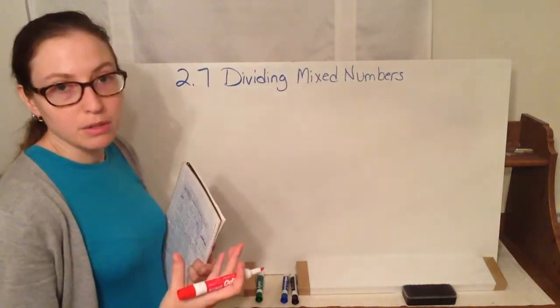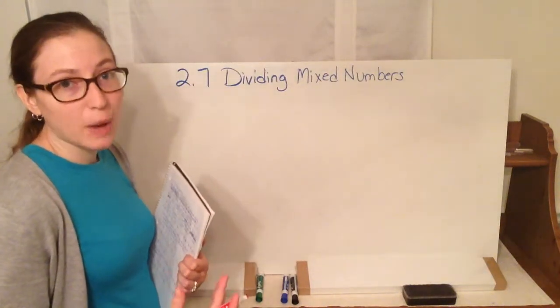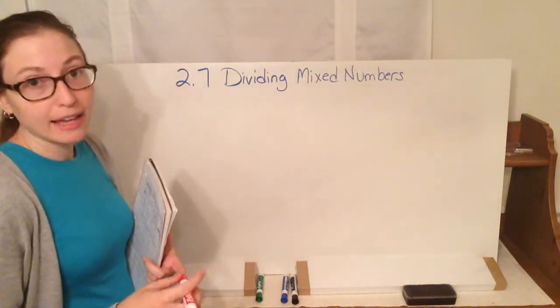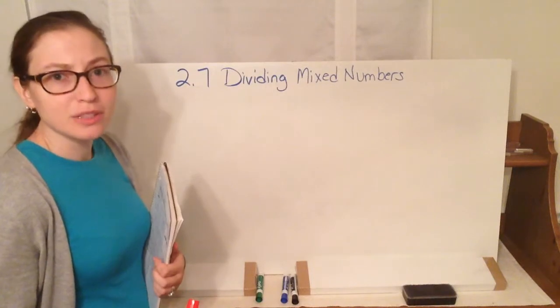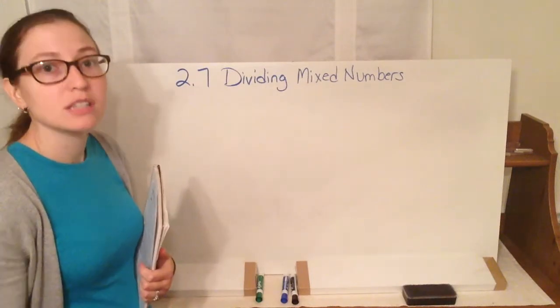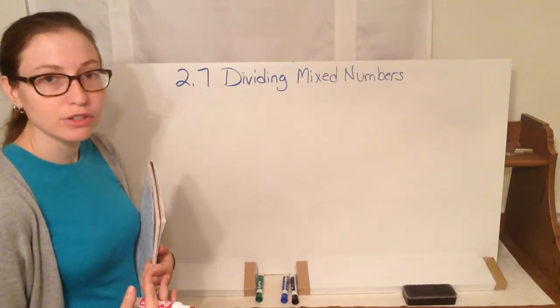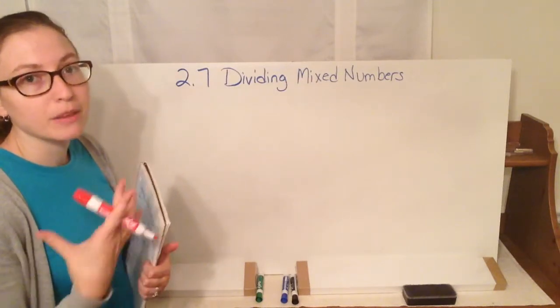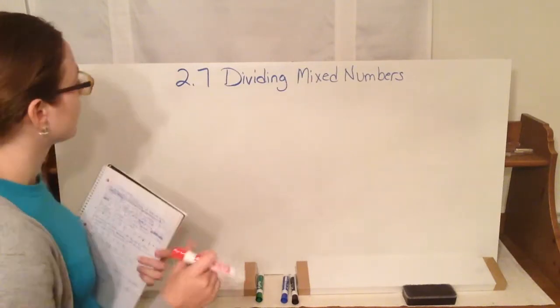Just like when we multiplied mixed numbers, the easiest way, and really the only way within our skill set, to divide mixed numbers is to turn them into improper fractions first, then divide, and then bring them back to mixed number form. Okay?